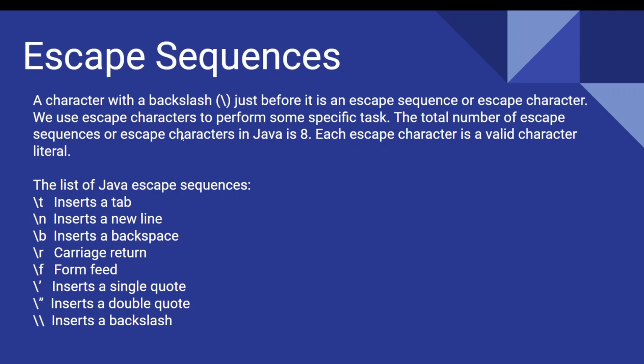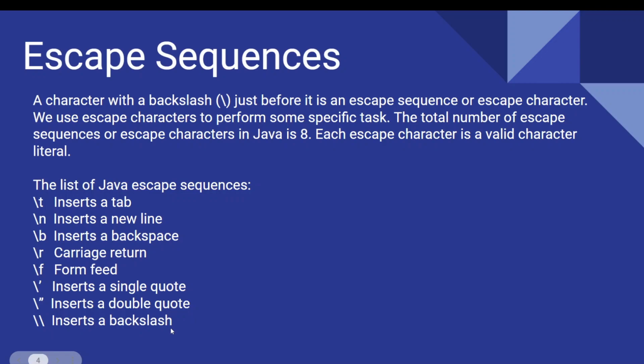A character with a backslash just before it is an escape sequence or escape character. We use escape characters to perform some specific task. The total number of escape sequences in Java is 8. Each escape character is a valid character literal. So the list of Java escape sequences we have here are backslash t, which inserts a tab, n, which inserts a new line, b for backspace, r for carriage return, f for form feed, single quote to insert a single quote, double quote to insert a double quote, and backslash to insert a backslash.